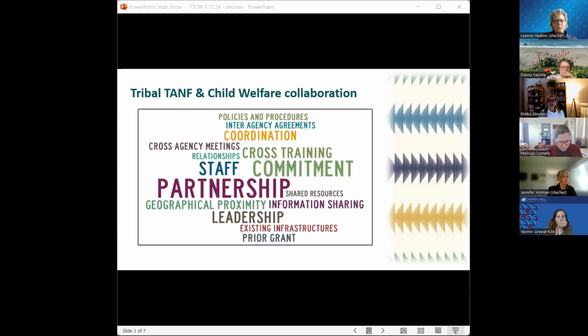Here I just have a word cloud of various factors that staff in the TTCW programs frequently report as facilitating collaboration. I should say that the word relationships should really be large on this slide and stand out, but unfortunately I'm not really good at putting these kinds of clouds together. So I'll just keep this slide up as a visual while I talk a bit about the programs and what they have been doing to create partnerships between tribal TANF and their child welfare programs.